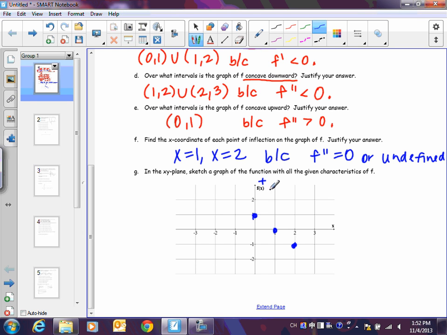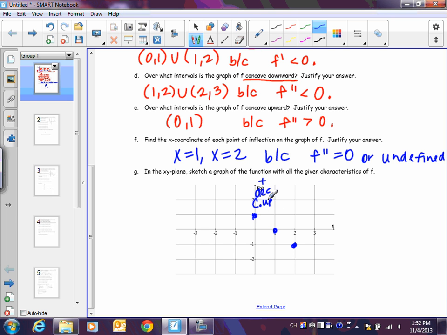Positive. Okay, so I'm going to write a little plus there. Is f prime positive or negative? Negative. So that meant we were decreasing. We already saw that. And which concavity did we have? Concave up, right? So there's only one way to draw this.